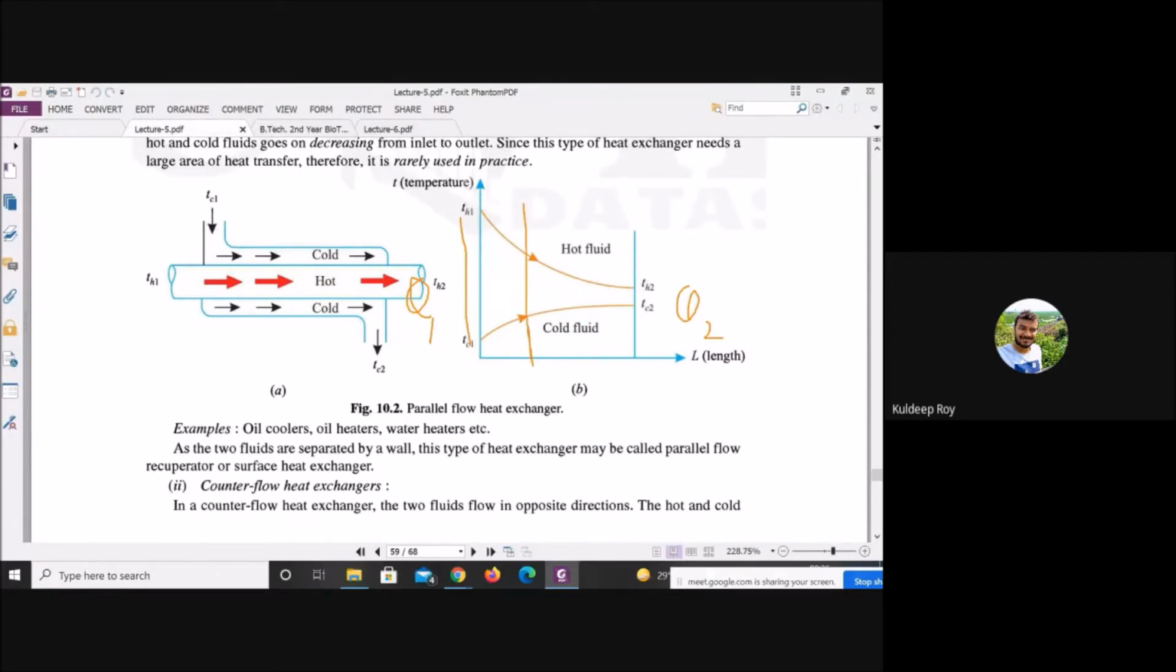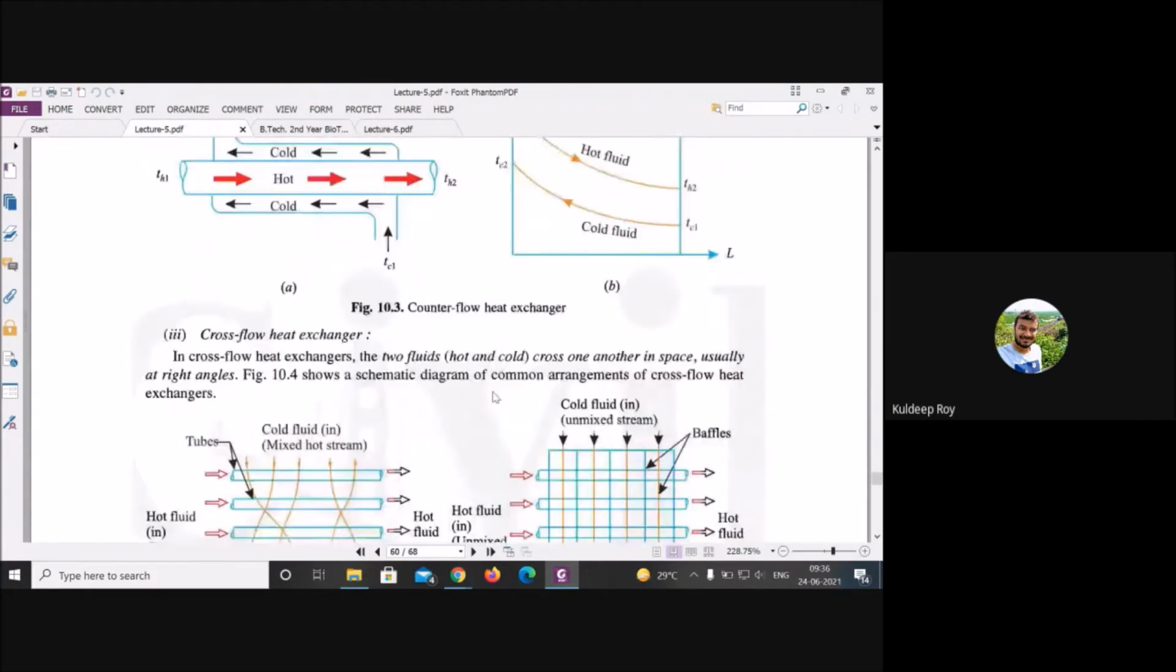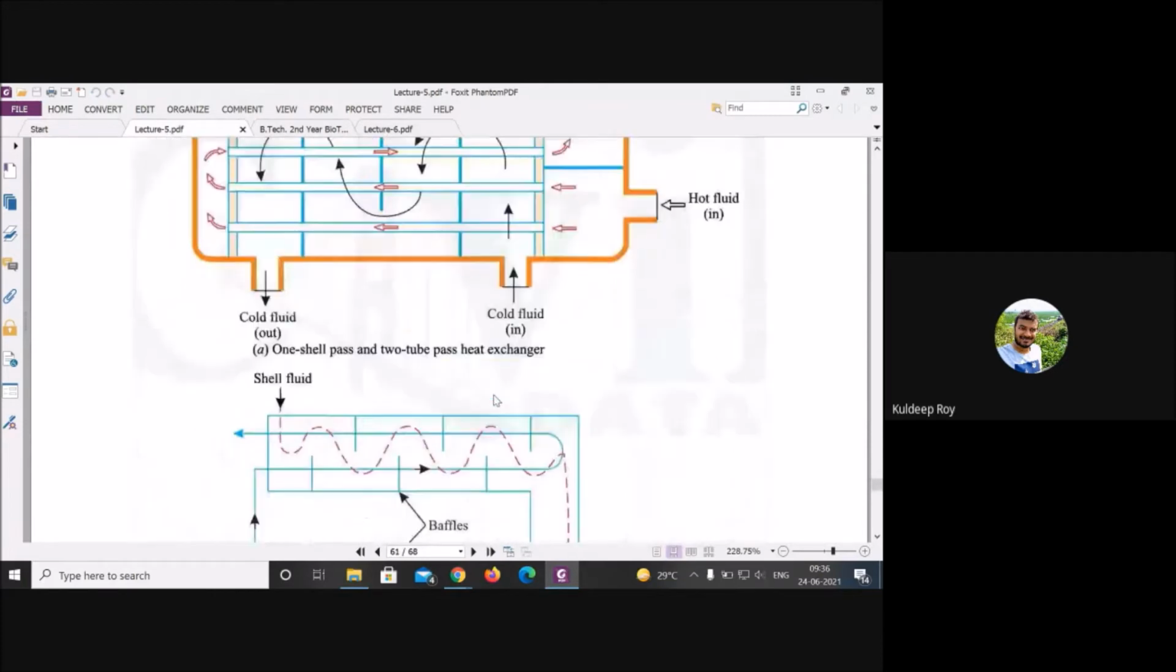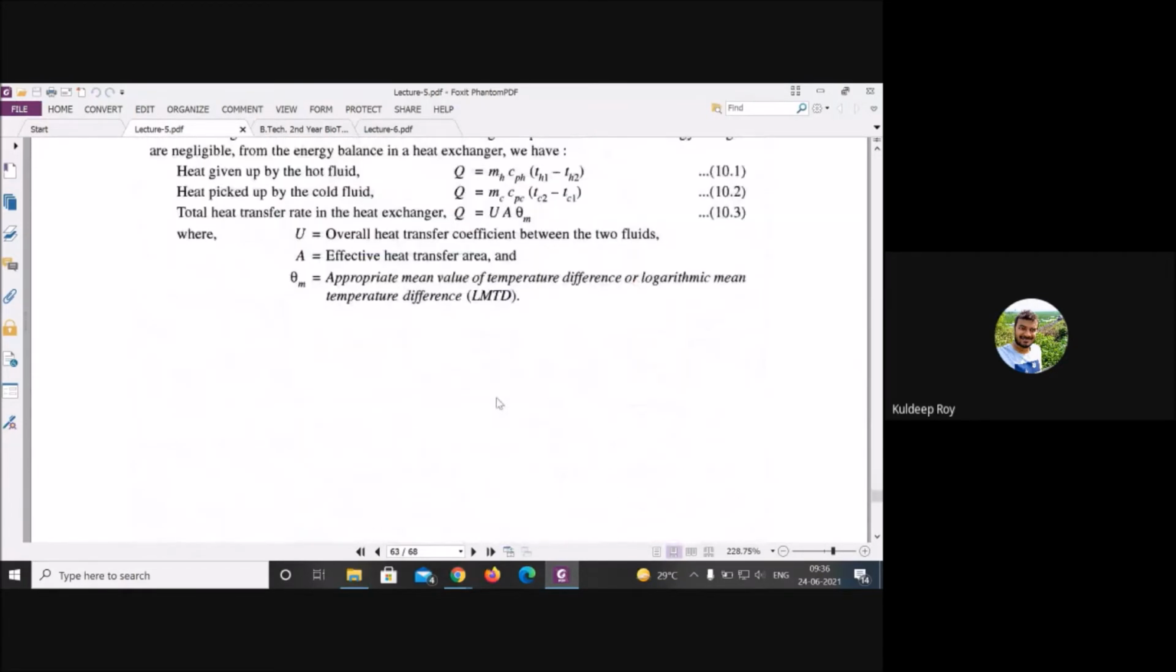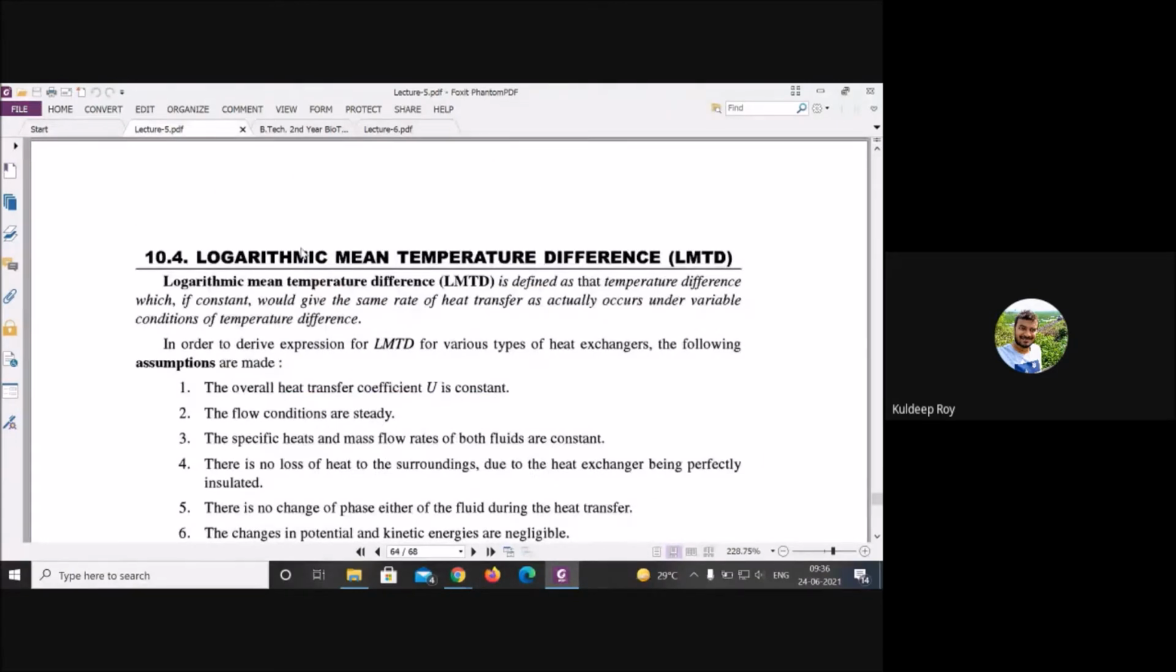Now you can see how much it is, sorry, here T hot minus T cold is different. Here it is different, and when you move ahead it is different. Each and every point it is different. So to calculate this kind of temperature difference, we generally look for LMTD. Let me show the LMTD approach. This is LMTD, logarithmic mean temperature difference.